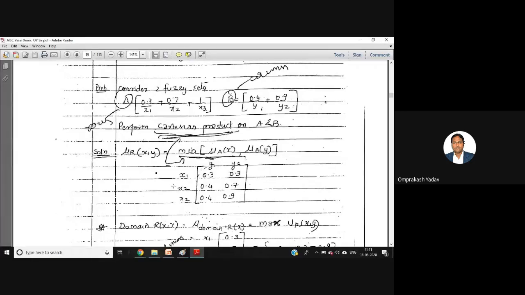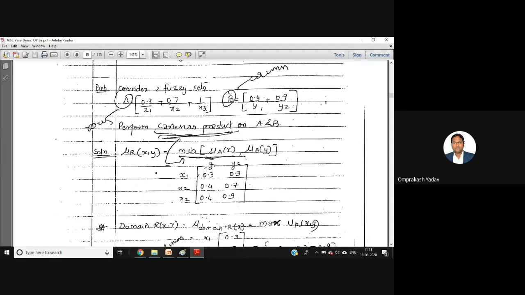Then for x2, I am taking 0.7. Now 0.7, I will compare with both the membership values of y. So 0.7 compared with 0.4, 0.4 is minimum, so I am writing over here. 0.7 compared with 0.9, so 0.7 is the minimum, I am writing over here.